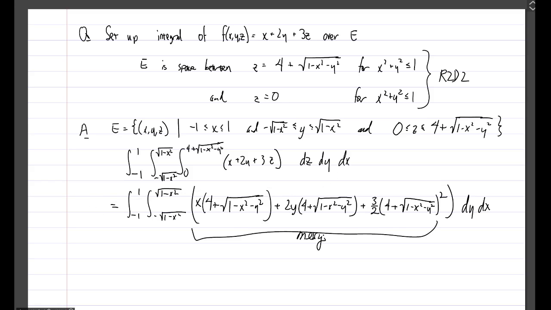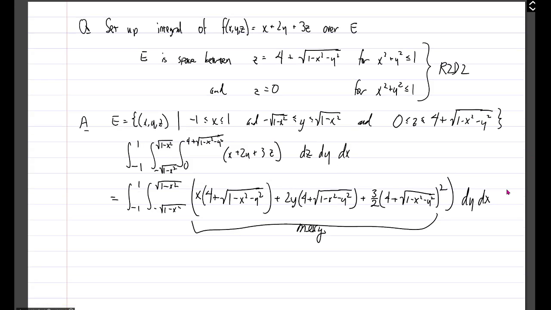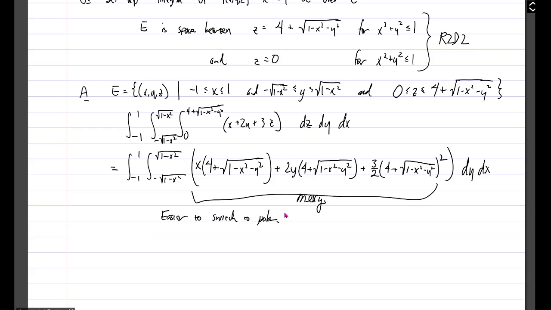You could foil out here and things like that, but actually I'll just comment that this integral at this point, this double integral, it'll be much easier to switch to polar. Because if you look at this, it's still the region here, x from -1 to 1 and y from negative root 1 minus x squared to positive root 1 minus x squared. That region should be just in the xy plane now. It should just be the filled in unit circle.